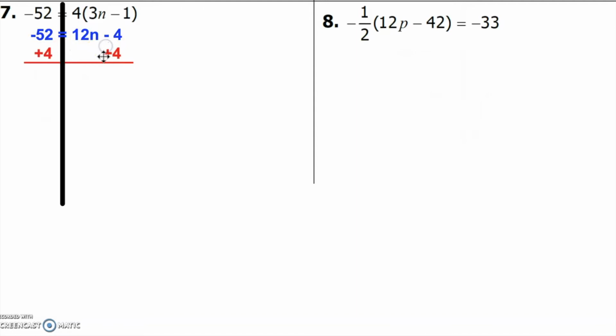Then I can add 4 to both sides because I'm trying to isolate the variable. So whatever's on the side with the variable, I need to get rid of. That leaves me with negative 48 equals 12n. Divide by 12 on both sides, and negative 48 divided by 12 is negative 4.